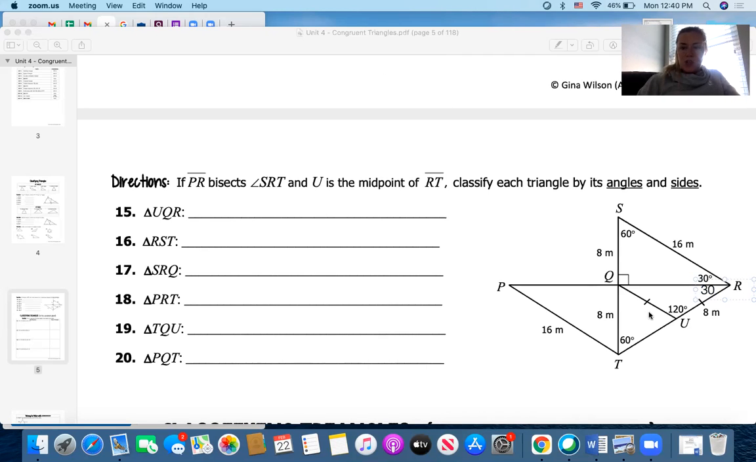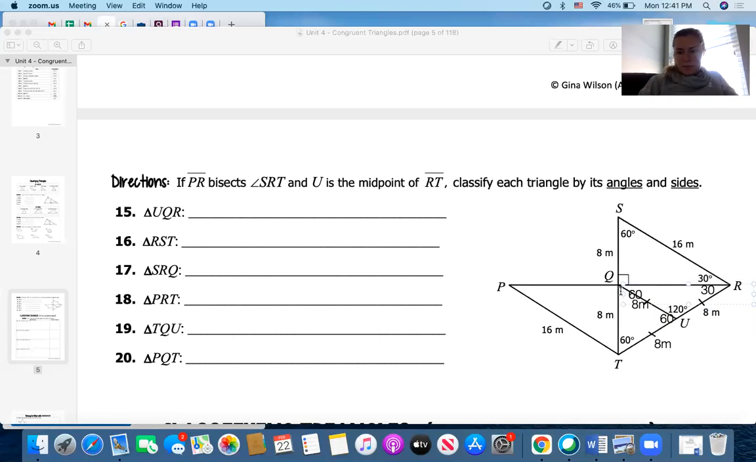Then it says that U is the midpoint of RT. So if this is the middle right here and this part is 8, we know that this side right here would also be 8. Okay. If this one's 8 and we see a line right here, this one also has to be 8, right? I'm just filling in some information. And if all of these sides are 8, we know that all of these angles in the corner have to be 60.